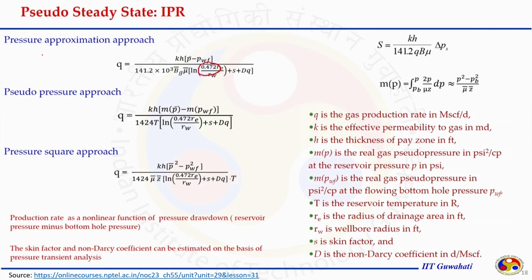So for that, these three cases, which are pressure approximation approach, pseudo pressure approach, and pressure square approach, need these equations we have to know. And the most important thing when you are solving for flow rate is the units. Whatever unit is given in the question, you always have to convert those units to these units. That is the most difficult part here, because once you change all the units to these specified units, then you will get your values. Otherwise, you will get problems and errors in your answers.